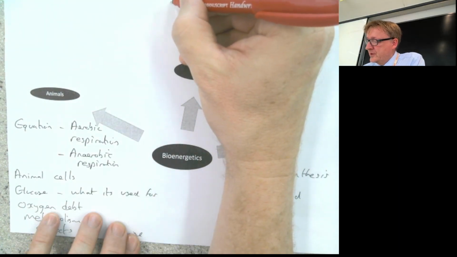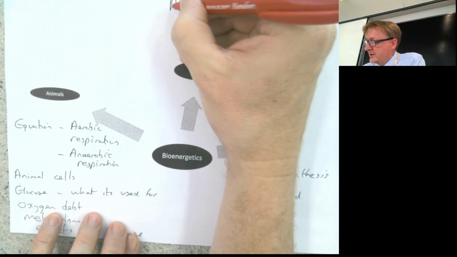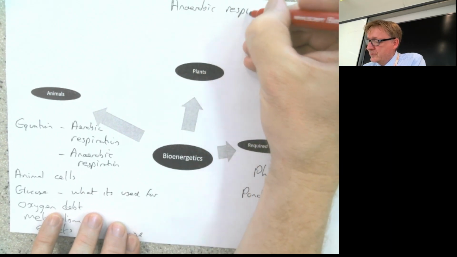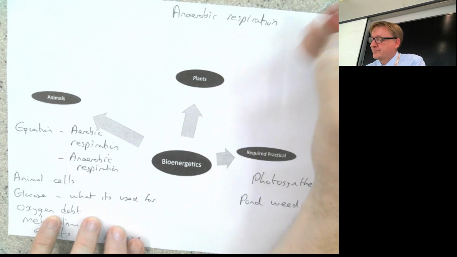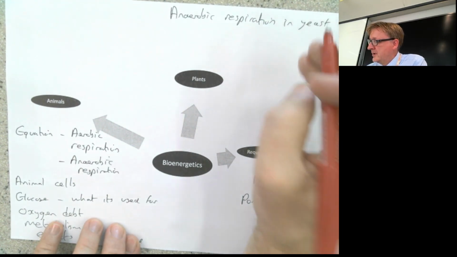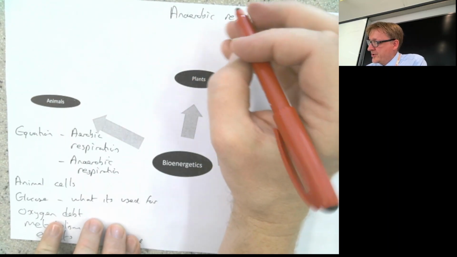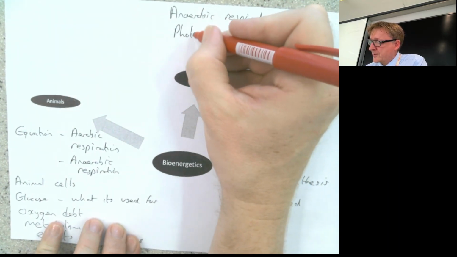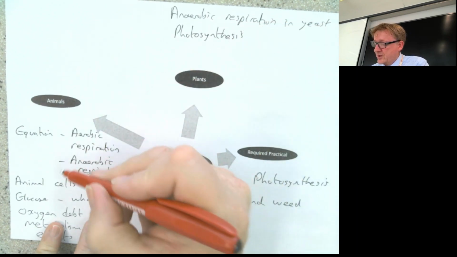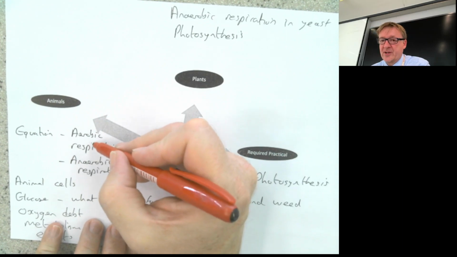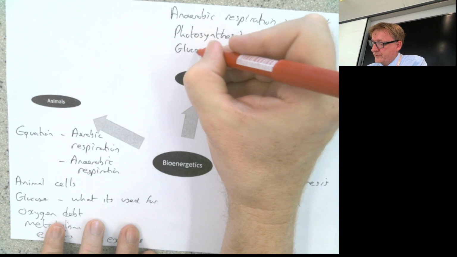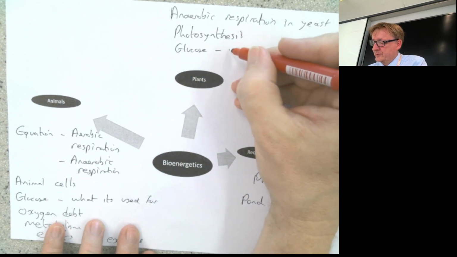Plants, you need to know about the anaerobic respiration in yeast. You need to know the equation for photosynthesis, which is directly opposite to aerobic respiration. You need to know what a plant uses its glucose for.